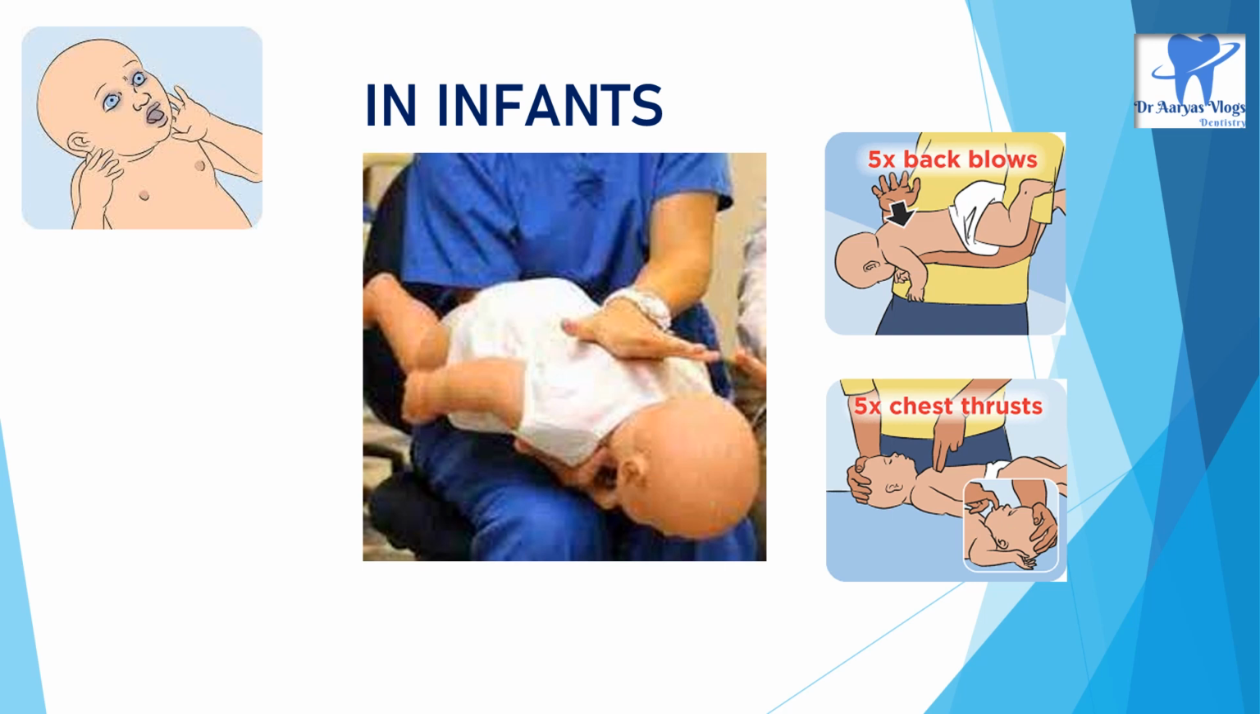Repeat the sequence, 5 back slaps and 5 chest thrusts, until your actions have removed the object or the infant becomes unresponsive. When an infant becomes unresponsive, stop giving back slaps and chest thrusts. Start CPR, starting with the chest compressions.